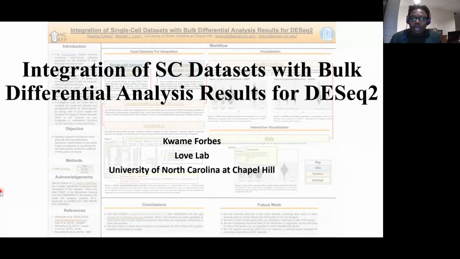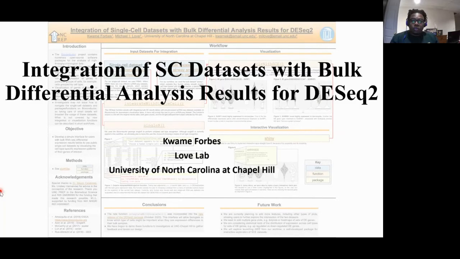I'm a postbac researcher at the University of North Carolina at Chapel Hill, conducting computational biology research. I've always been interested in how computer software can be used to answer very complex biological questions that would be impossible for humans because of the high volume of data. Currently, I'm working with Dr. Michael Love on developing new functions within the DESeq2 software for the analysis of RNA datasets.